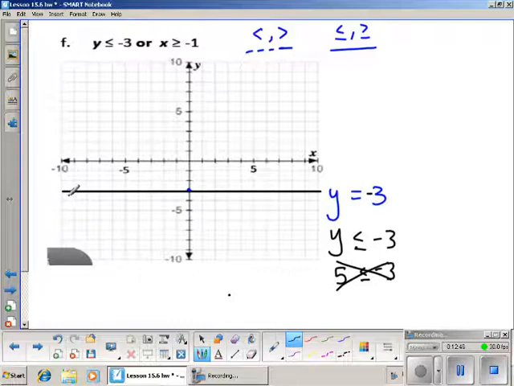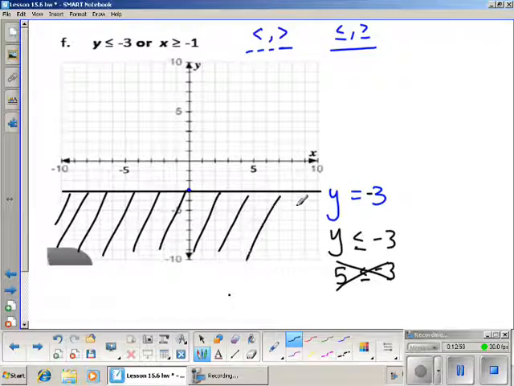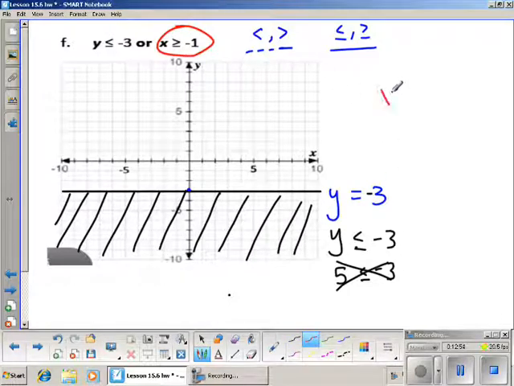Okay. Let's go on to number 2. So we're dealing with x is bigger than or equal to -1. So let's go to the equation version: x is equal to -1. Let's find x equals -1 here, and hopefully I got that right this time because I totally messed it up last time. x is -1. It's going to be a vertical line because we're dealing with an x equals instead of a y equals.